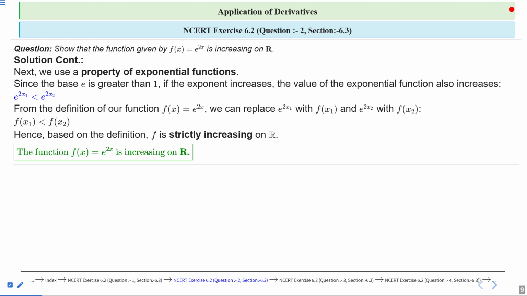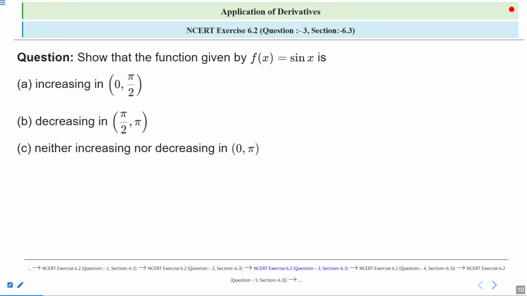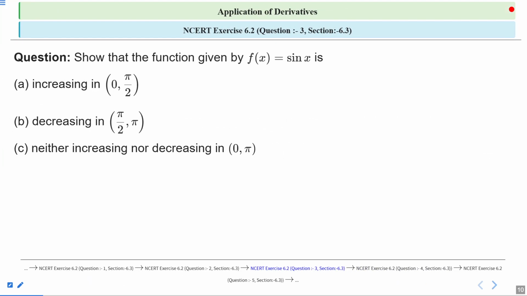Let's move to the next question. NCERT exercise 6.2 question number 3. It says, show that the function given by f(x) equal to sin x is part A increasing in 0 to pi by 2, part B decreasing in pi by 2 to pi, and part C neither increasing nor decreasing in 0 to pi. You need to show this.